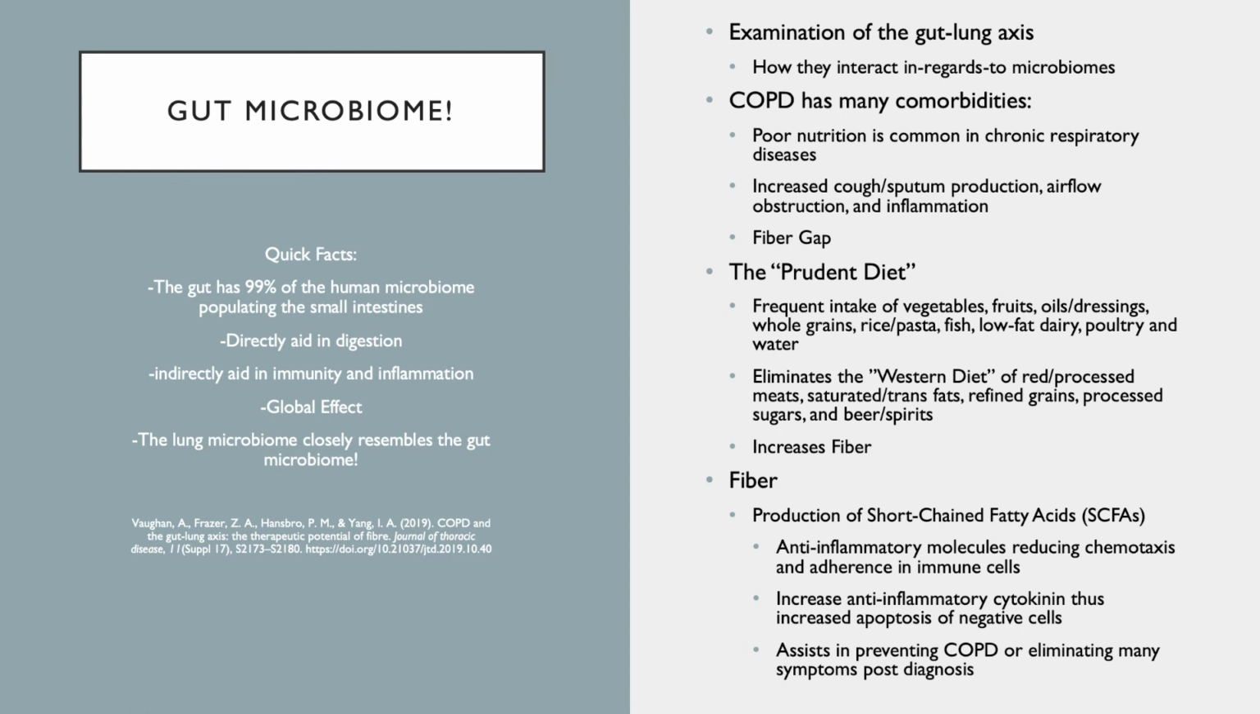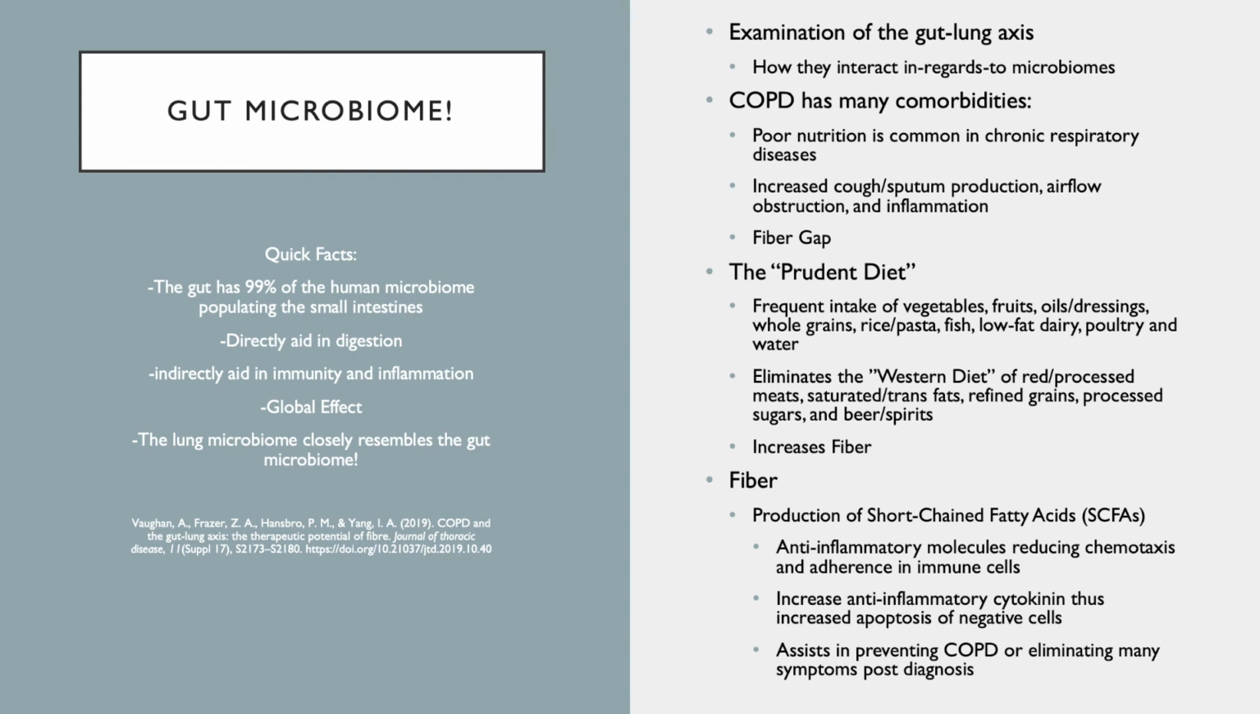And I'm going to scroll down a little bit to this bottom section over here. I'm sorry I have it out of order, but it might help the flow a little bit. So the fiber gap is important because by increasing fiber, you increase the production of short-chained fatty acids. And these act as anti-inflammatory molecules, reducing chemotaxis and adherence in immune cells. This increases anti-inflammatory cytokines, thus increased apoptosis of negative cells. It assists in preventing COPD or eliminating many symptoms post-diagnosis.